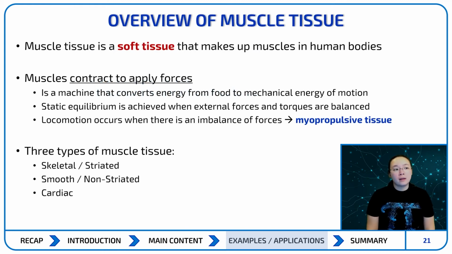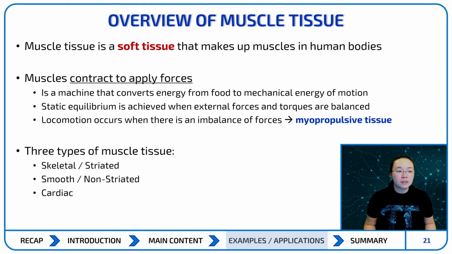So first of all, an overview of muscle tissue. There are two main types of tissue. There's soft tissue and there's hard tissue. Hard tissue would be bone. We're going to talk about that next. But muscle tissue is a soft tissue. And obviously it makes up muscles in human bodies.